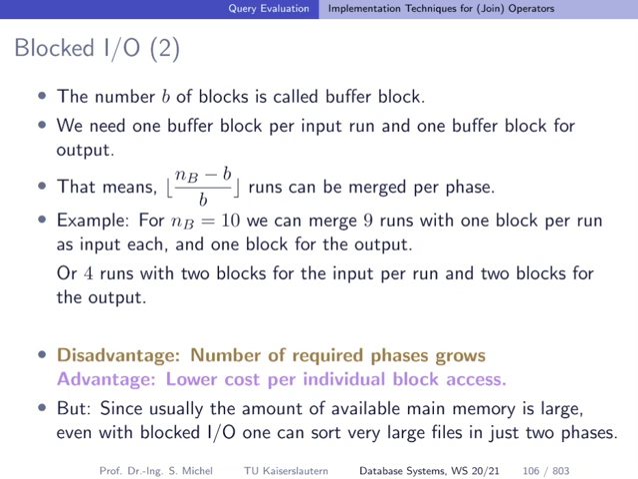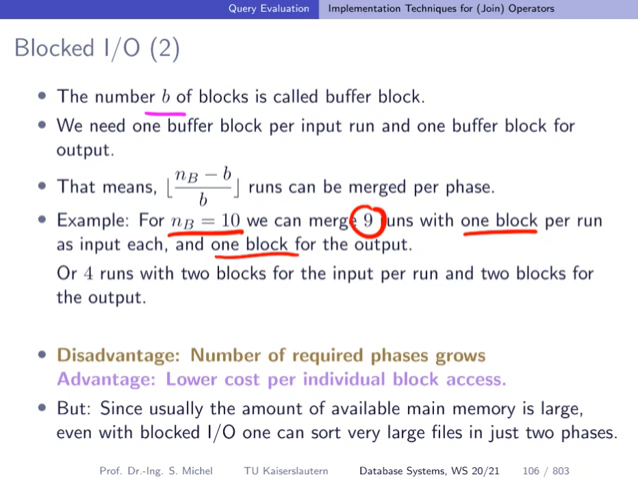So now how many of these blocks do we read together? We read B blocks. So B blocks in one chunk we read from each run. And this means that we have this many runs we can merge in one phase, in one step. Yeah. So if we have NB is 10, we have seen previously that we have NB minus 1. So 9 runs can be merged in the traditional external sort, where we have 1 block per run as input and 1 block for the output.